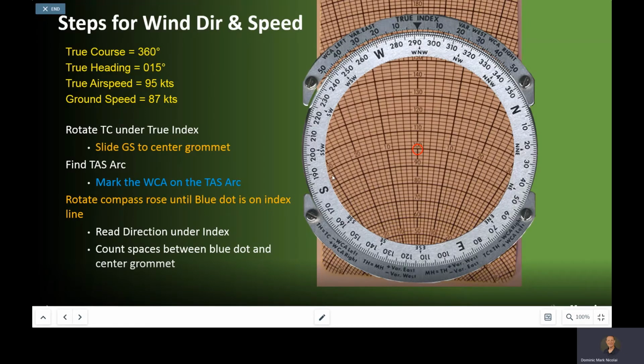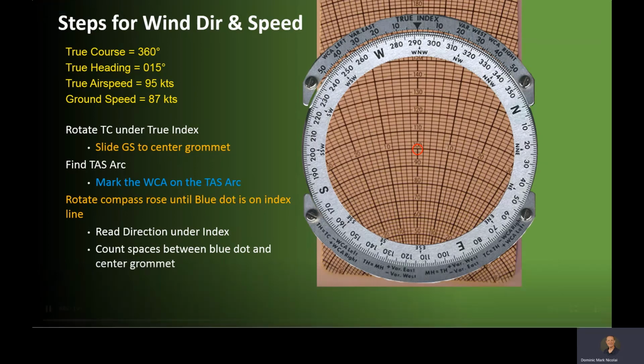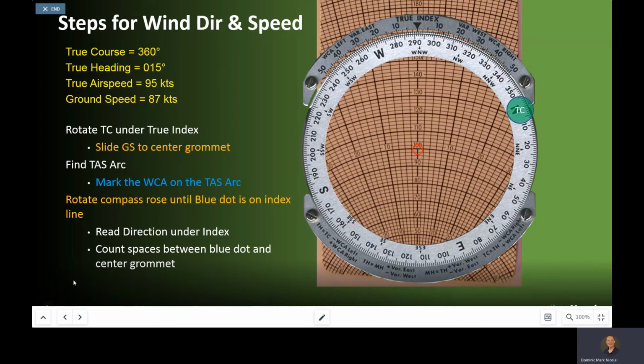Okay. So our first step is going to be rotate true course under the true index. True course is 360 degrees. So we find 360 on the outer compass rose, and then we're going to slide that under the true index here at the very top.